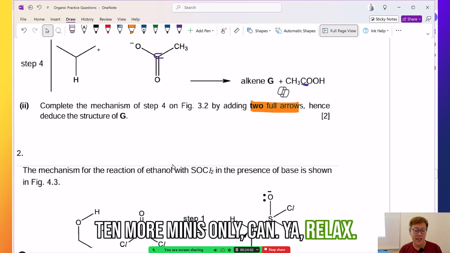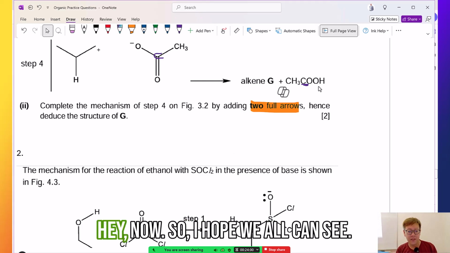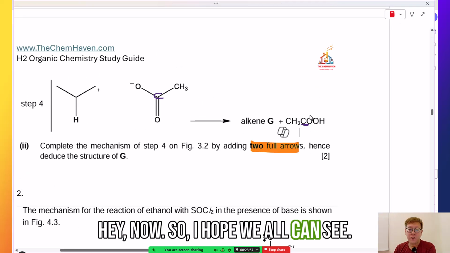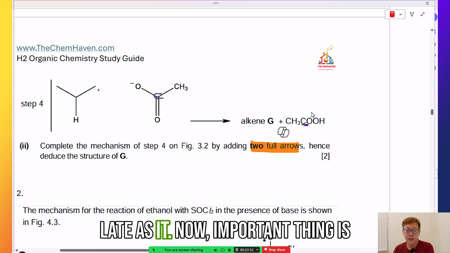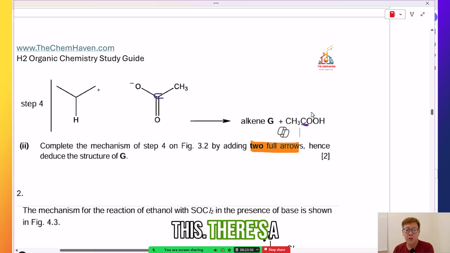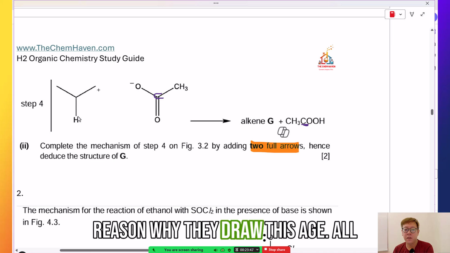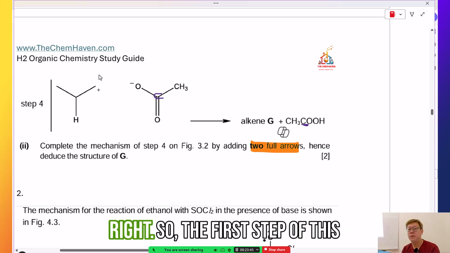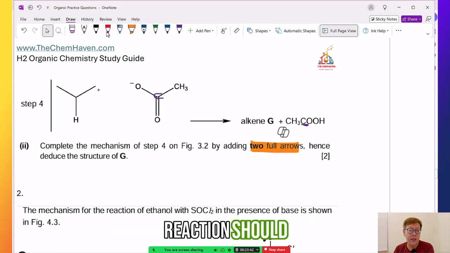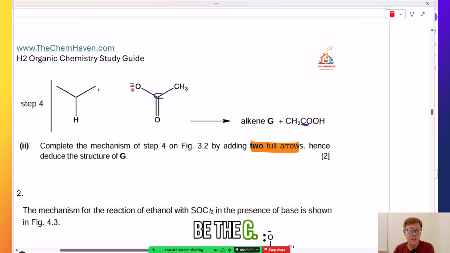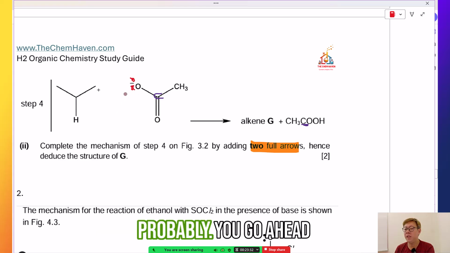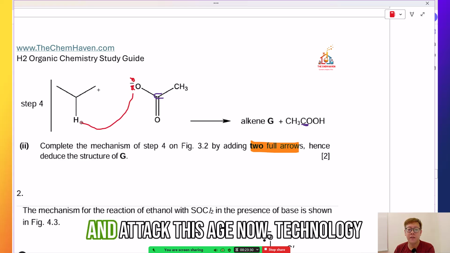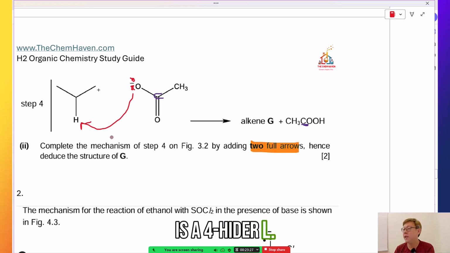Relax. Okay. Now, I hope you all can see, we go from a carboxylate to a carboxylic acid. Now, the important thing is this. There's a reason why they draw out this H. So the first step of this reaction should be the C. Okay, this is a lone pair. Sorry, I'm using my mouse, can't draw very properly. You go and attack this H. Now, take note, it's a full-headed arrow.